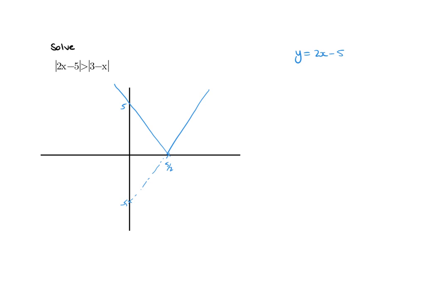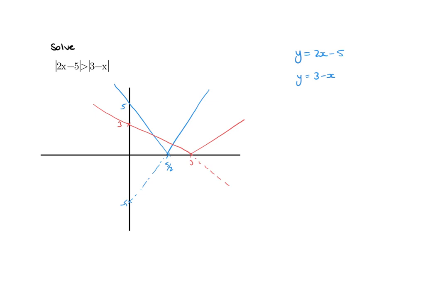Now let's do the same for y equals 3 minus x. So this has a negative gradient. It's going to go through 3 on the positive axis, and it's going to go through 3 on the horizontal axis. So this time it's going to go downwards, and the bit that would have been underneath the axes will be reflected up, and there are my two functions.